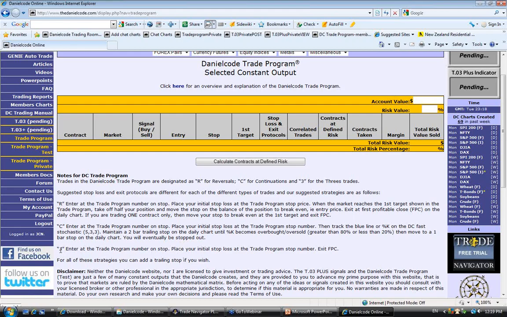So if you look at the number 3, this was a 3-3 trade, called 3 in the equities today. Enter the trade program number on stop. Place your initial stop loss at the trade program stop number. Exit first profitable close. So the GENIE is out of those trades.